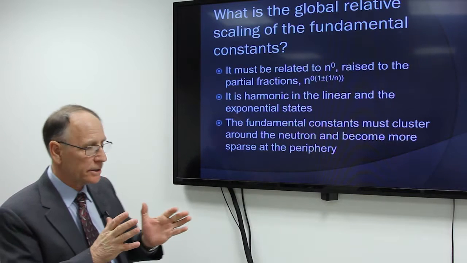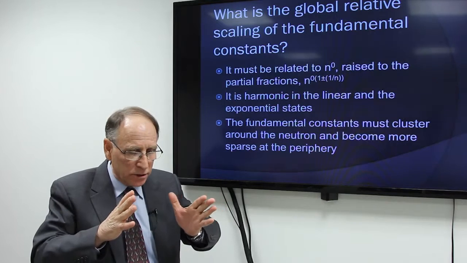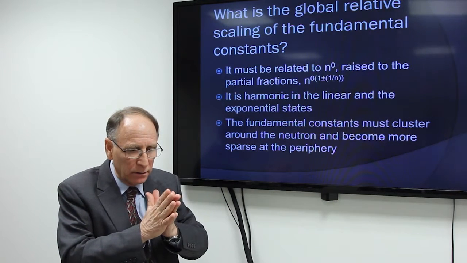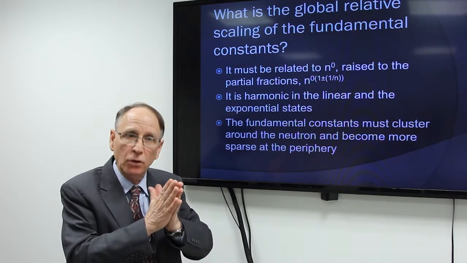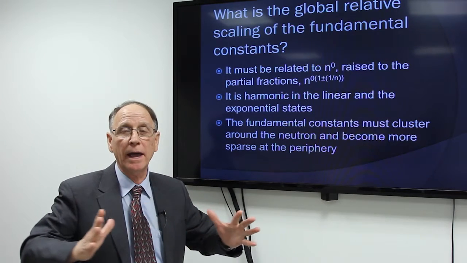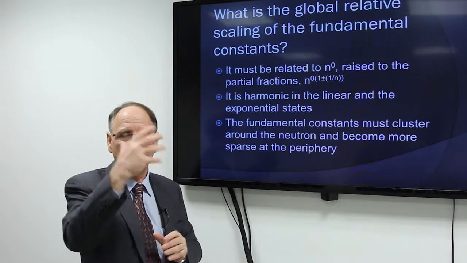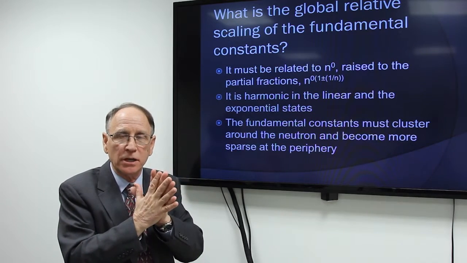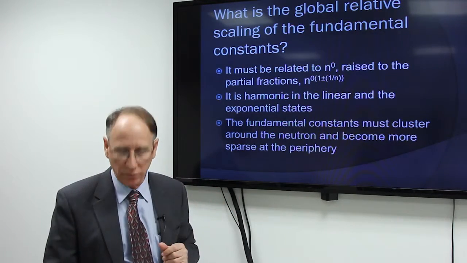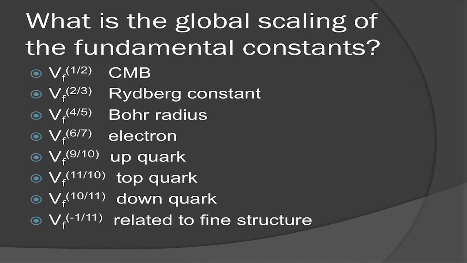This explains why, when you go looking at the fundamental constants, they all cluster around the neutron. There are many, many of them as you get closer and closer to the neutron, and then they break away and get less and less frequent. It's almost like looking at the planets, and they're all clustered around the sun, and as you go farther out, they're fewer and fewer. This explains that pattern perfectly. So let's go in and look at some of these global scaling issues related to the primes.